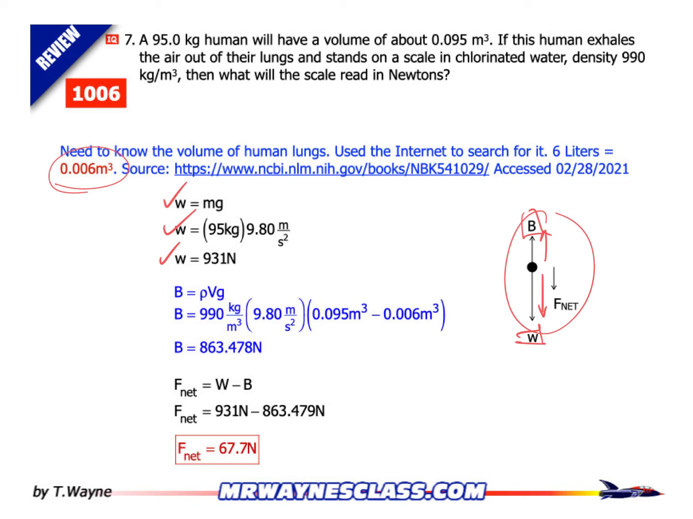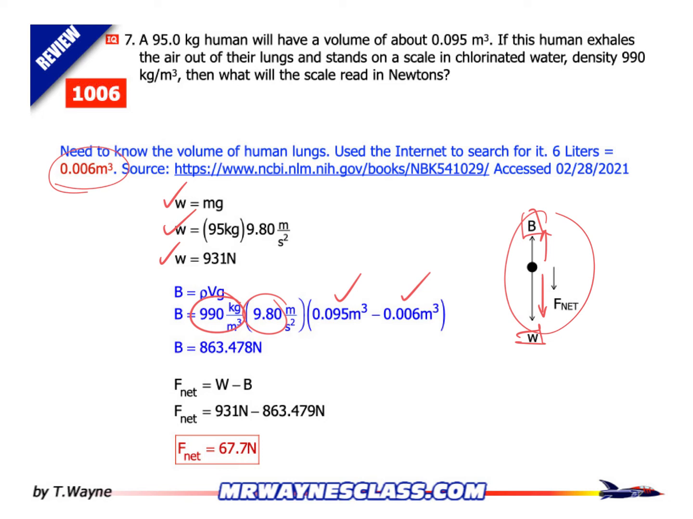To find the buoyant force, it is equal to the weight of the fluid that would fill the hole created by the person. So in other words, I'll have the density, rho Vg, so there's density, there's gravity, and the volume of the hole created by the person, 995, and I'll subtract out the volume of the lungs.